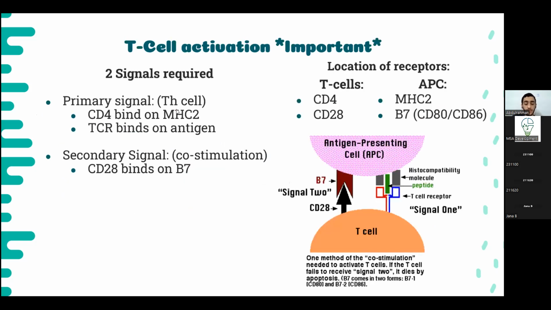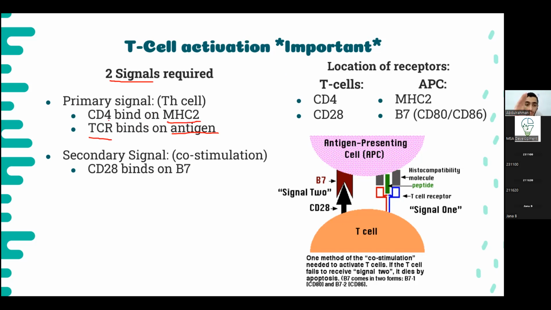Okay, T cell activation. This part is important and it's easy. All you need to know is that for activating T cells, we need an antigen to bind onto it, right? However, it requires 2 signals. The first signal is basically the receptor binding on the antigen. So it is going to be the T cell receptor binding on the antigen, and then this antigen is going to be present on MHC2.